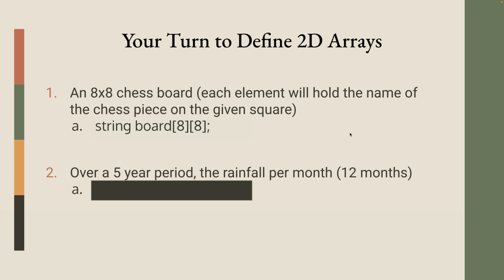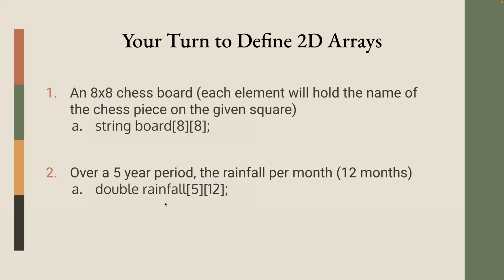And then 5-year period, the rainfall per month. You could have switched the 5 and the 12. That's what Sandra and I were just talking about. The key parts though is that you have double as a data type, and then you have 5 and you have 12. The order could have been switched. The way I'd set this up is the 5 years are going to be the rows, the 12 months are going to be the columns. But it could have been swapped if you wanted. Questions here? Okay.